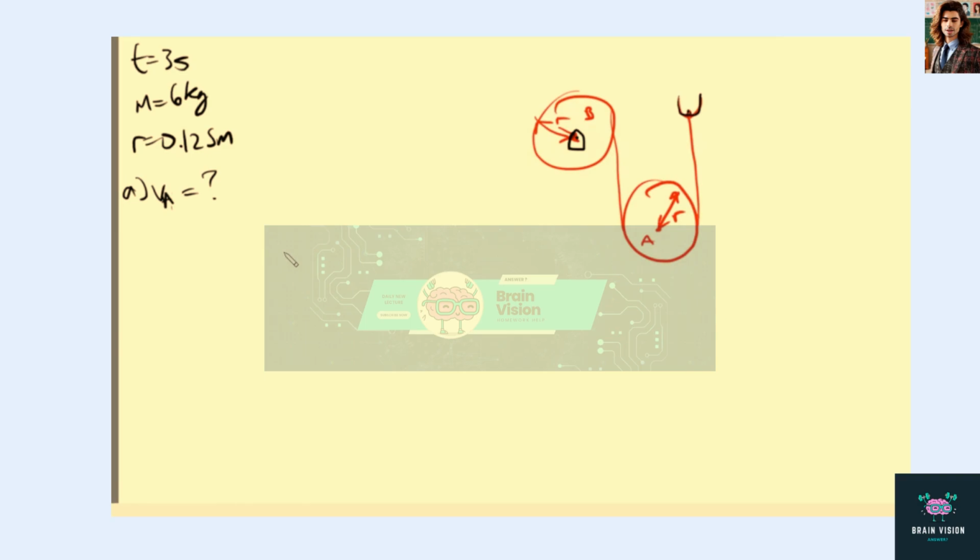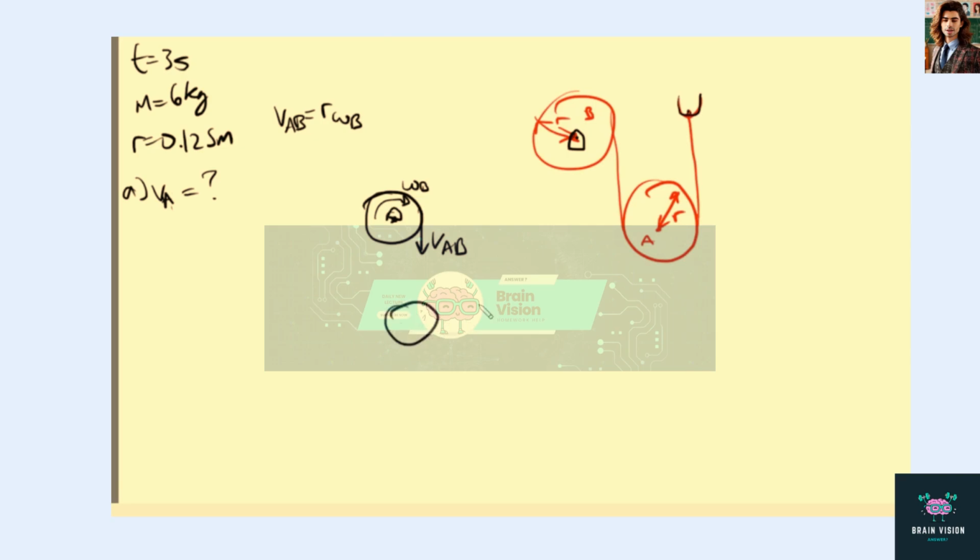So VA, we're going to first sum our moments about B. So actually, we're going to do some kinematics first. We have omega B. We have VAB. So VAB is equal to R times omega B.